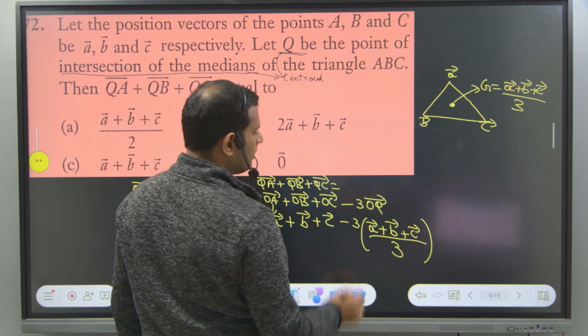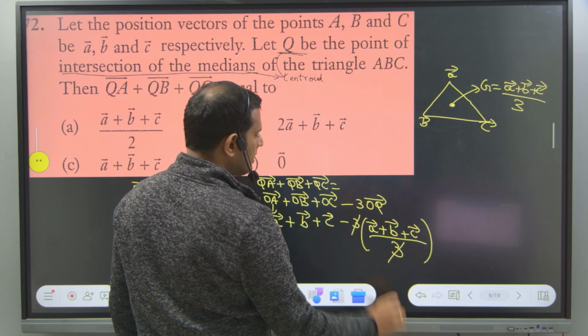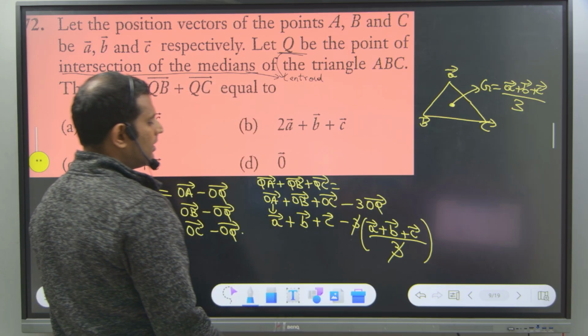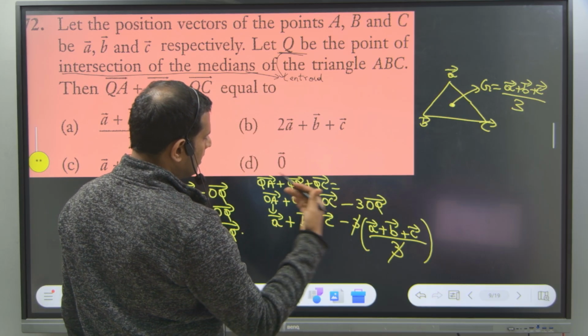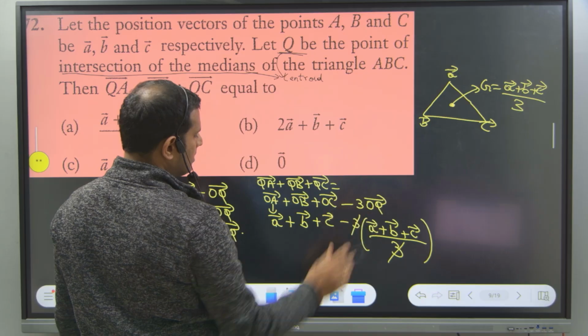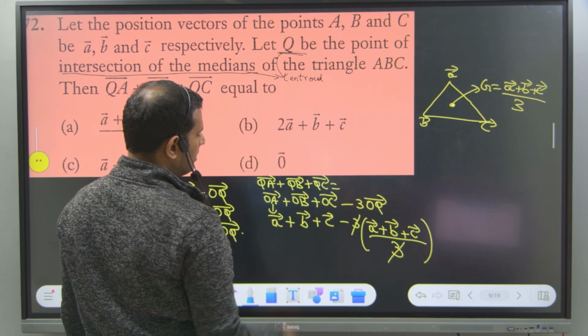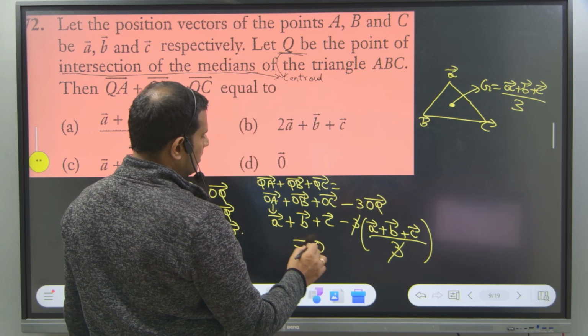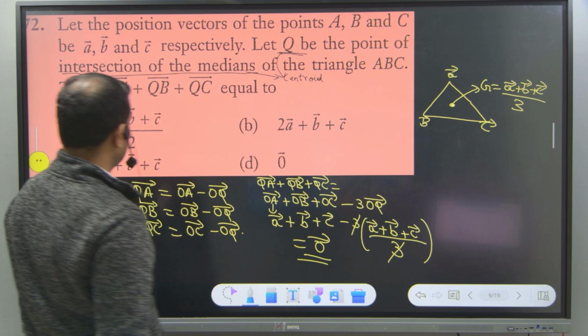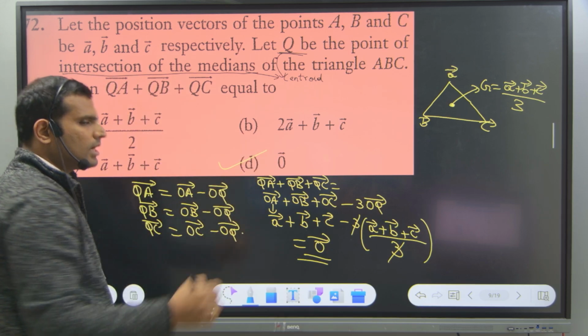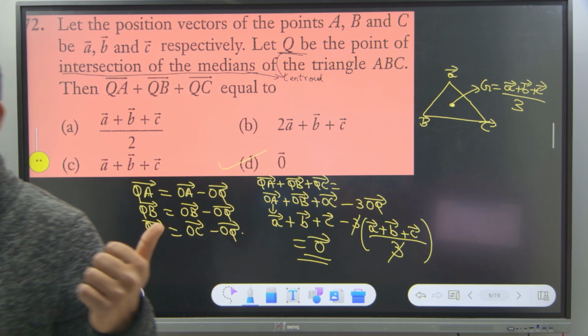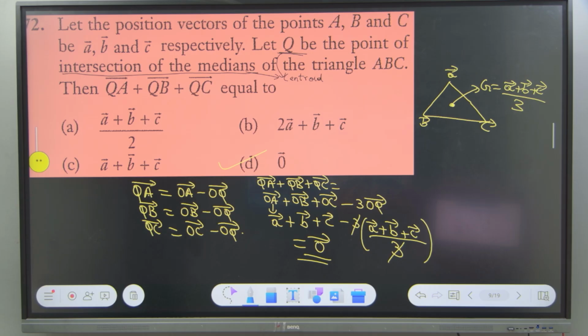Don't you think these 3 and 3 will get cancelled? Now A and minus A cancels, B and minus B cancels, C and minus C cancels. So what's the answer? A zero vector. Okay, please put a star mark. Very, very often asked question. Note it down also. Okay, easy. Do you think this is easy? Yes or no, students?